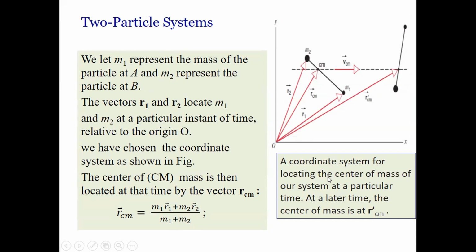The coordinate system locating the center of mass of our system at a particular time shows that it is in between the two, and it is inclined more towards the heavy mass because that carries more fraction. Now, if it moves further, you can see that the lighter particle has moved up and the heavier particle has moved down, and the new coordinate r prime is shown here. So it is not only rotation but also translational motion. But if we look at the center of mass, it is really following a translational motion in a straight line.